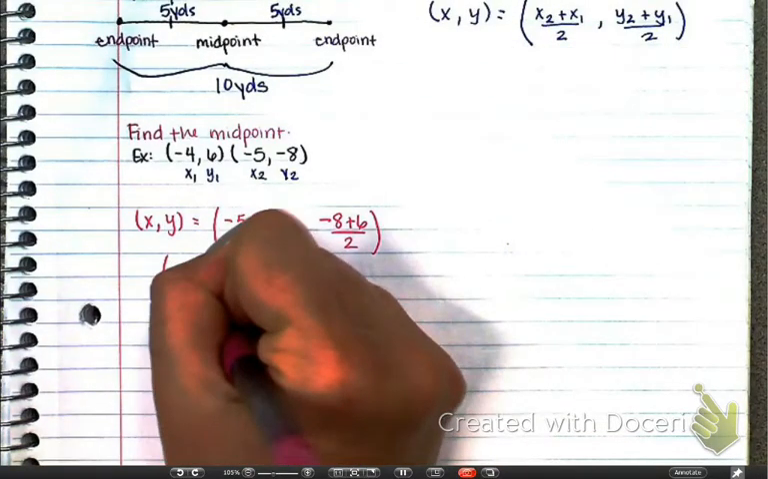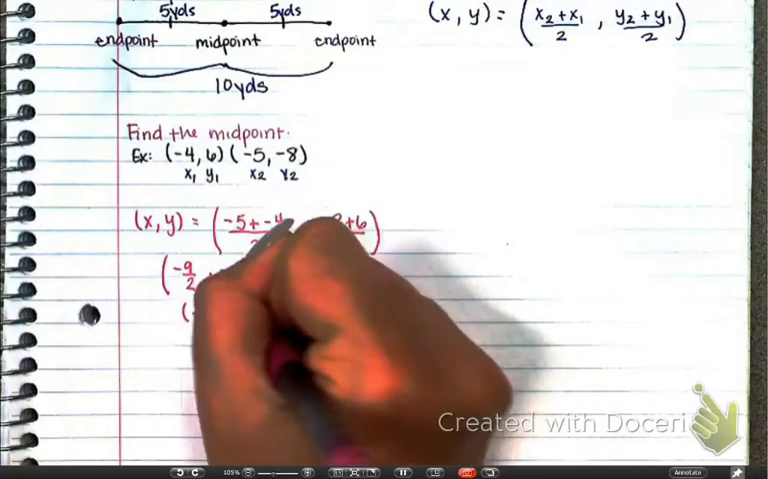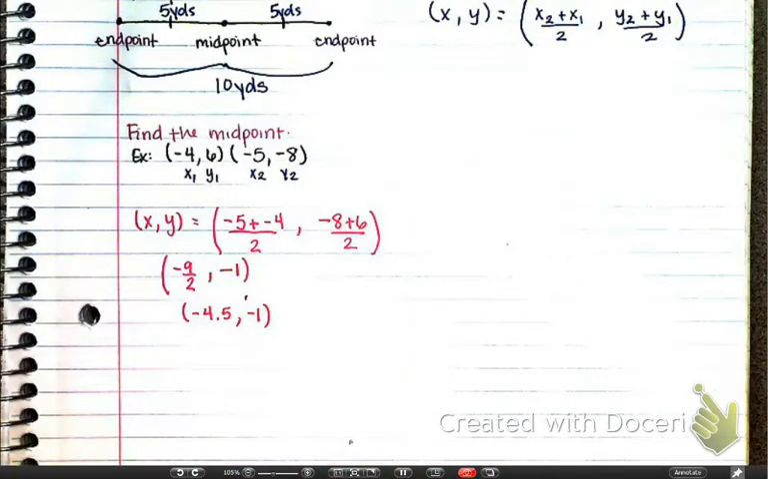-4.5. So I'll take either one. And then -8 plus 6. -8 plus 6, -2 divided by 2, -1. So I will take either of those two. Okay, either one is fine.